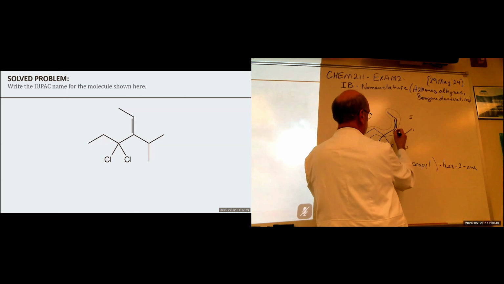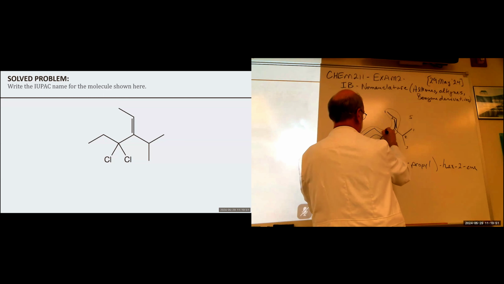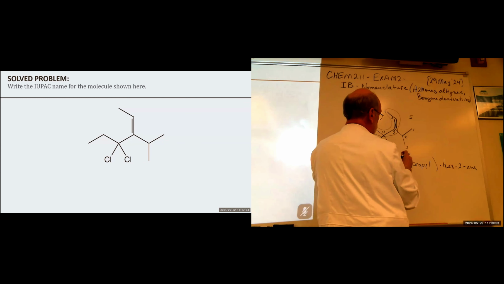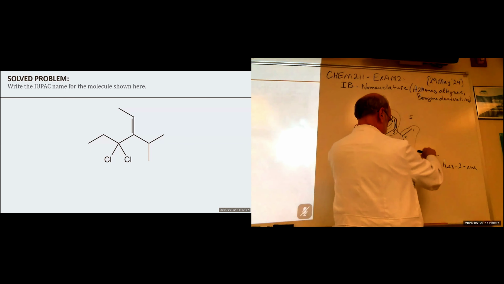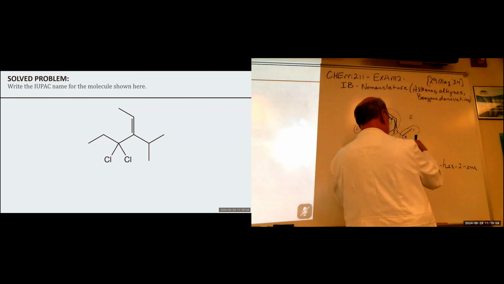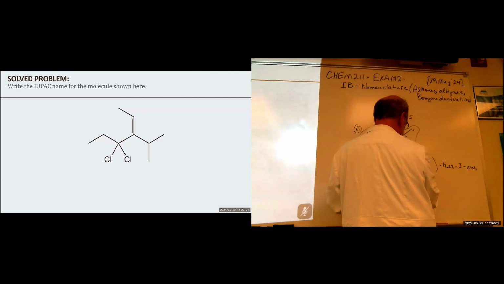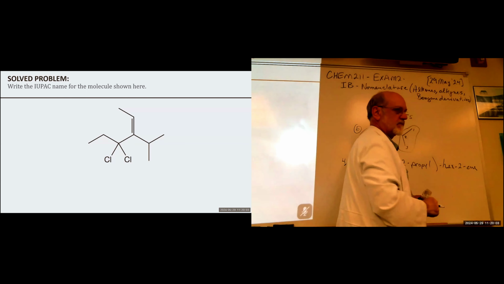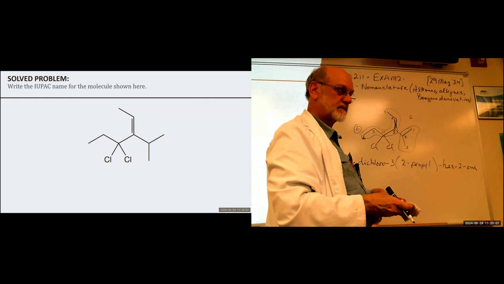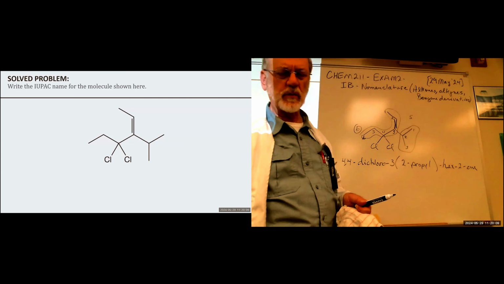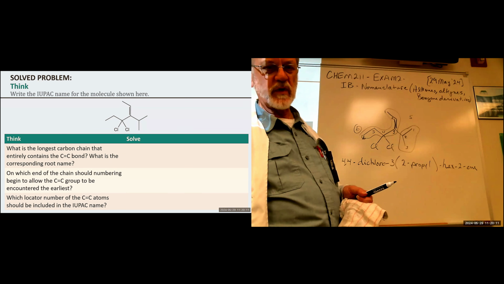Right, this is 3. 1, 2, 3, 4, 5, 6. But within this side branch, that's a propyl group, and it's attached by its number 2 carbon. Okay, I think that's the way it goes. Let's see if they agree with me.